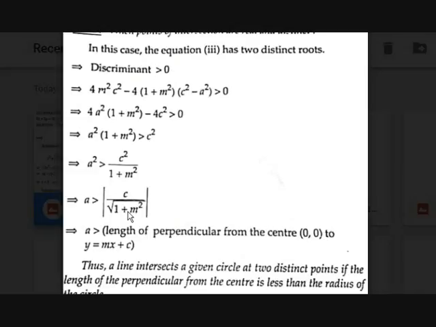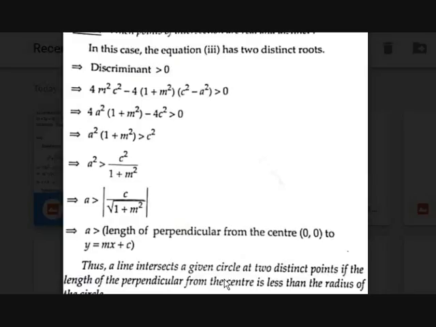Okay, what is that? Modulus of c by root of 1 plus m square is nothing but the length of the perpendicular from the center (0,0), or the origin, to the line y is equal to mx plus c. So a should be greater than the length of the perpendicular from the origin to the given line. Thus, a line intersects a given circle at two distinct points if the length of the perpendicular from the center is less than the radius of the circle.